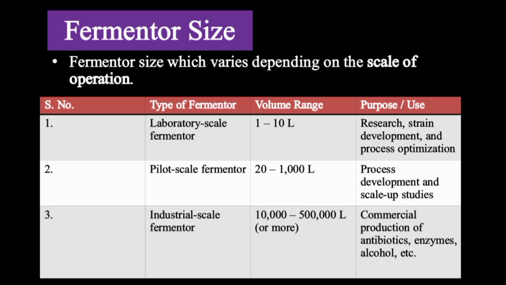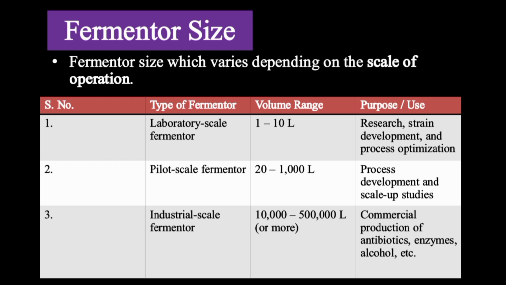Fermentor size. The fermentor size can vary depending on the scale of operation, so it can be categorized into three types. First, the laboratory scale fermentor. The volume ranges from 1 to 10 liters and it is used for research, strain development and process optimization. Second is the pilot scale fermentor. The volume ranges from 20 to 1000 liters. It is used for process development and scale up studies.